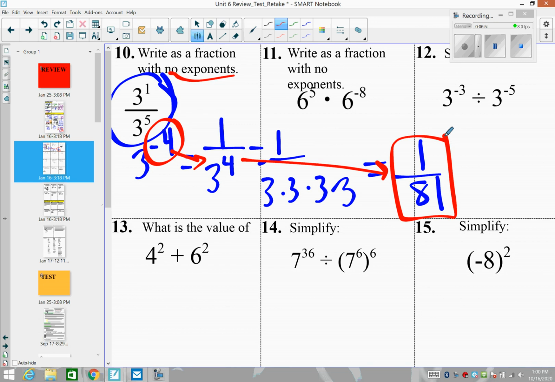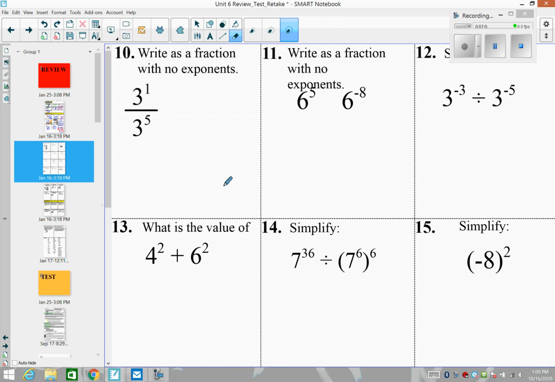So then I wrote it out in standard form, 1 over 81. Cool. Now I'm going to erase all that because I need to be able to write in the box for number 11. So go ahead, pause right now if you need more explanation on that. Next one, here we go.